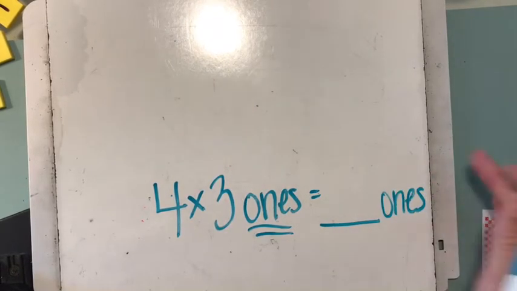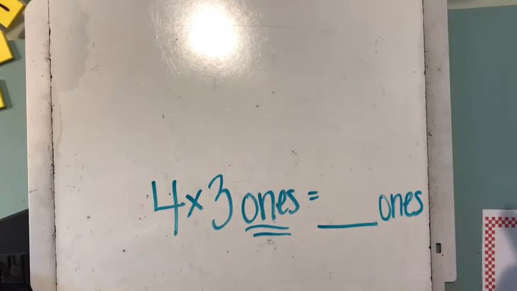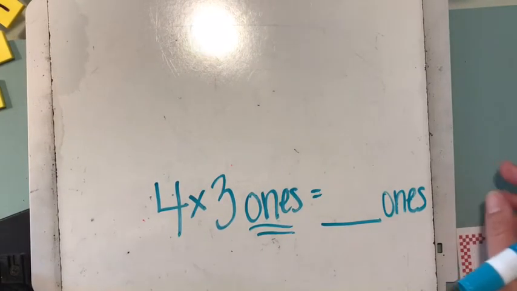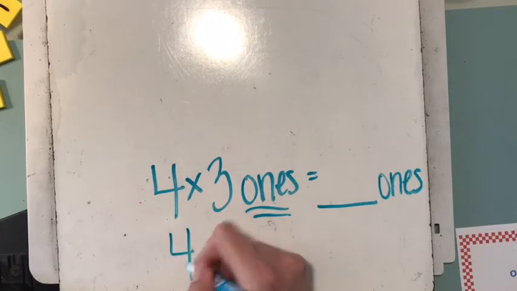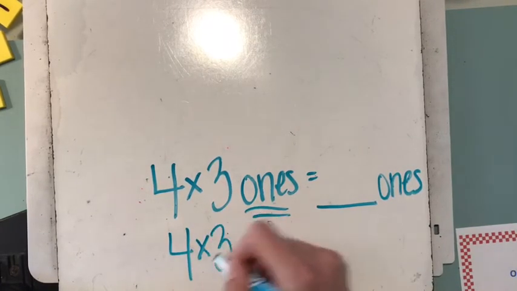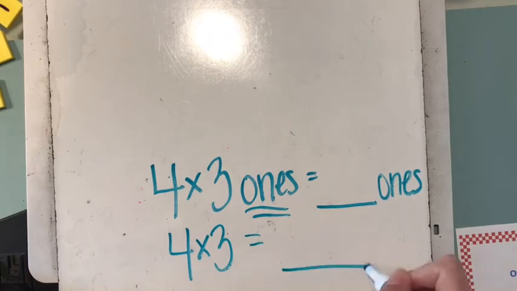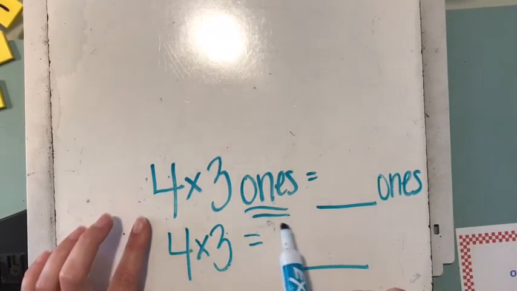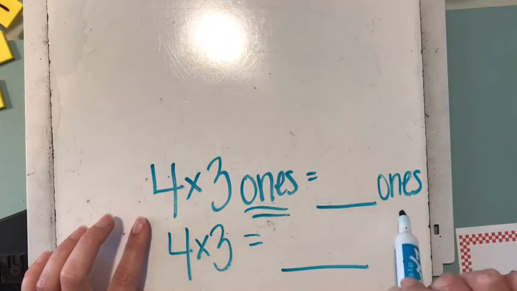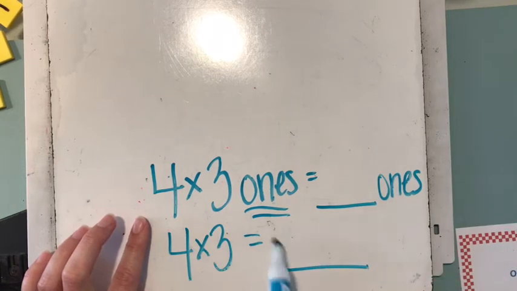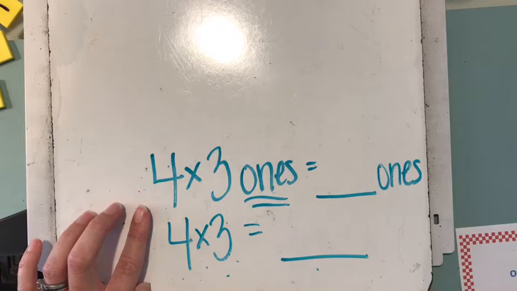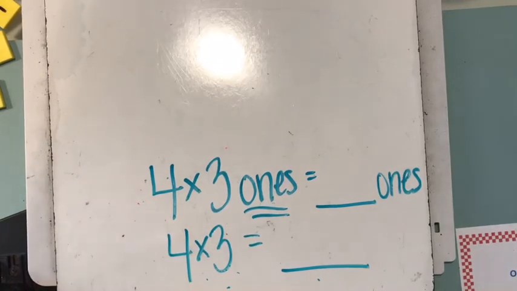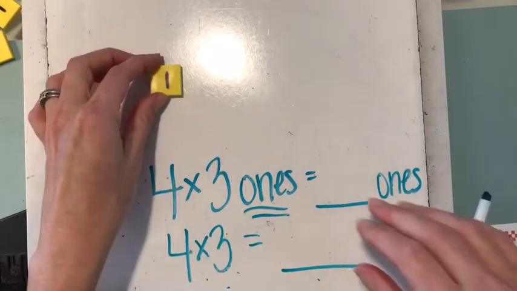I know you guys are so good at multiplying by now. This is probably really easy peasy for you, but we are just going to take it a little bit slower today. 4 times 3 equals blank. So 4 times 3 ones equals how many ones? Also, you can write it as 4 times 3 equals what, right? But I'm gonna use my place value discs to help me solve.